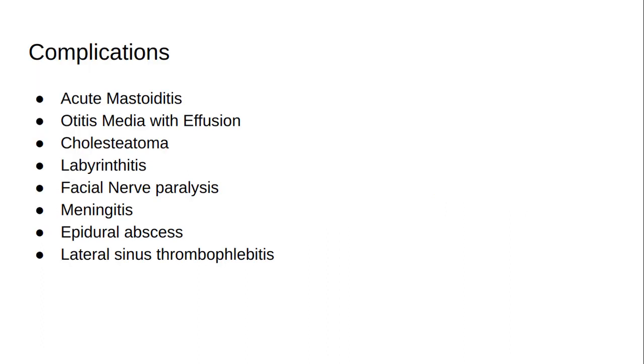Acute mastoiditis. Acute mastoiditis, although rare, is the most common suppurative complication of acute otitis media and may be associated with intracranial complications. Prompt treatment with appropriate intravenous antibiotics and ENT consultation for mastoidectomy. Other complications: otitis media with effusion, cholesteatoma, labyrinthitis, facial nerve paralysis, meningitis, epidural abscess, lateral sinus thrombophlebitis.